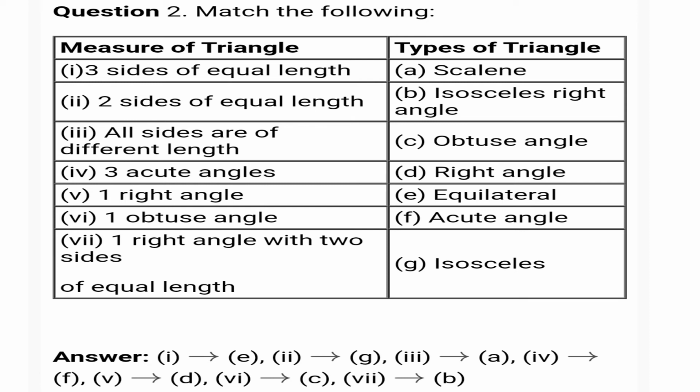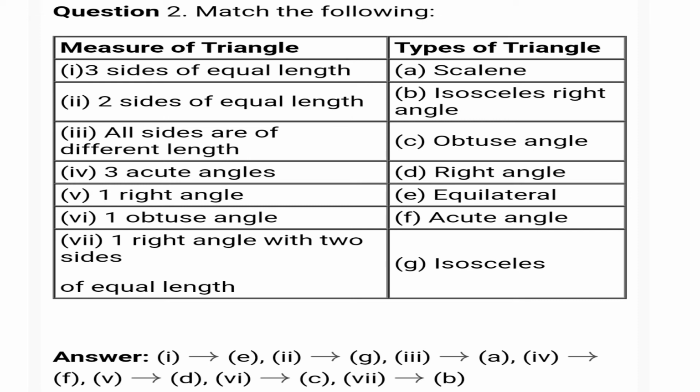Three sides of equal length. Well, we know that equilateral triangle has three sides of equal length. Thus, we can say that number 1 has answer to it as E. Similarly, number 2. Two sides of equal length. Well, we studied earlier in this class that isosceles triangle has two sides of equal length. Thus, the answer for it is isosceles triangle.